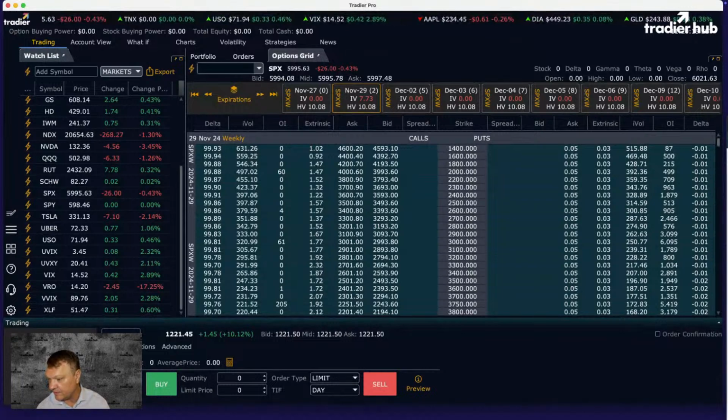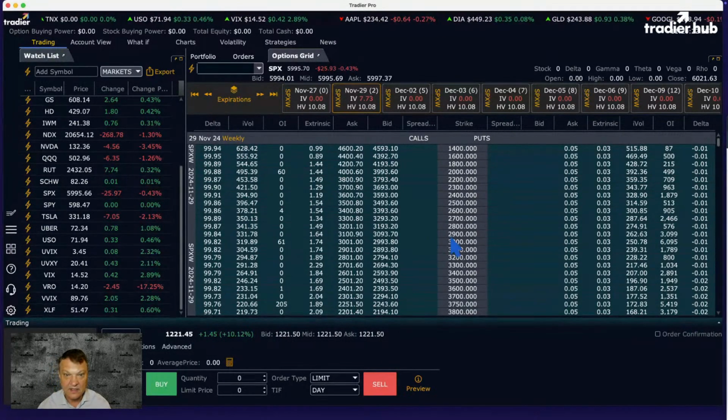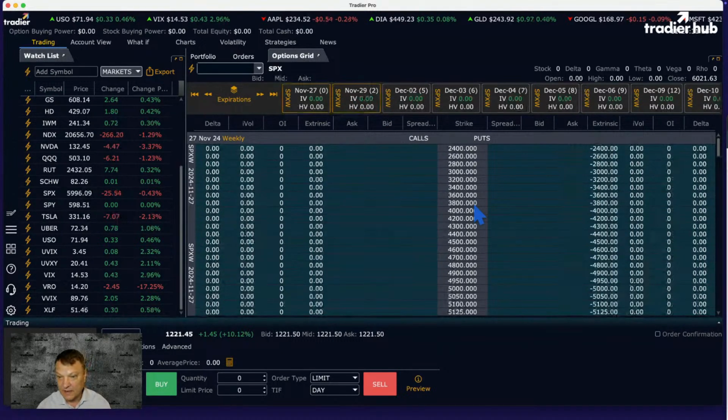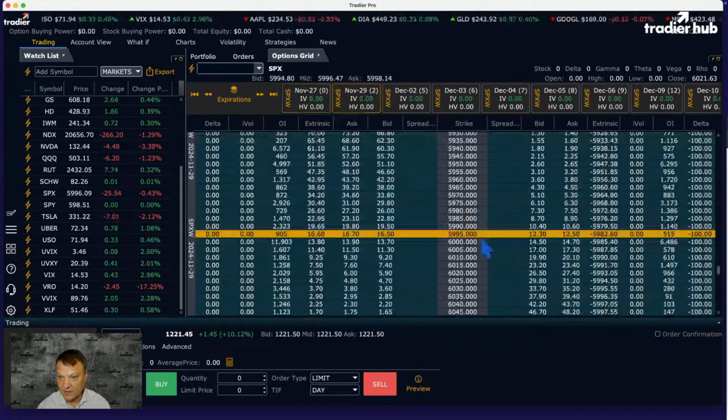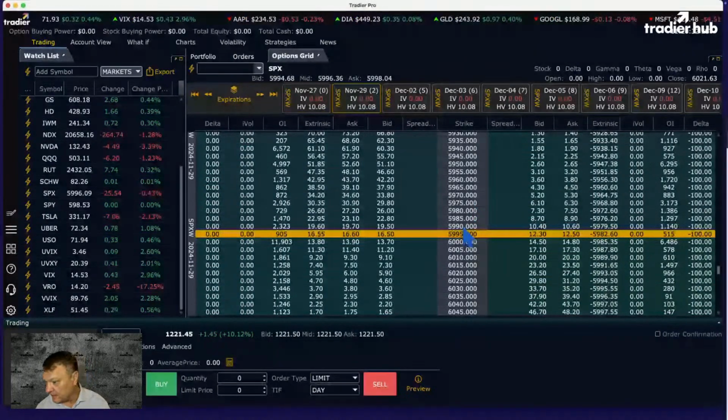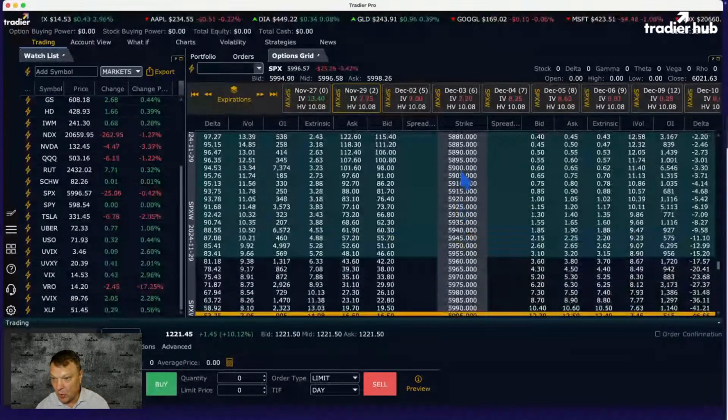And looked at the 5,900 and sold the 5,890. So SPX, that expiration was 11/29, which is right here. There's no trading tomorrow. All right. I'm tired of these technology issues. And we did a bull put spread.